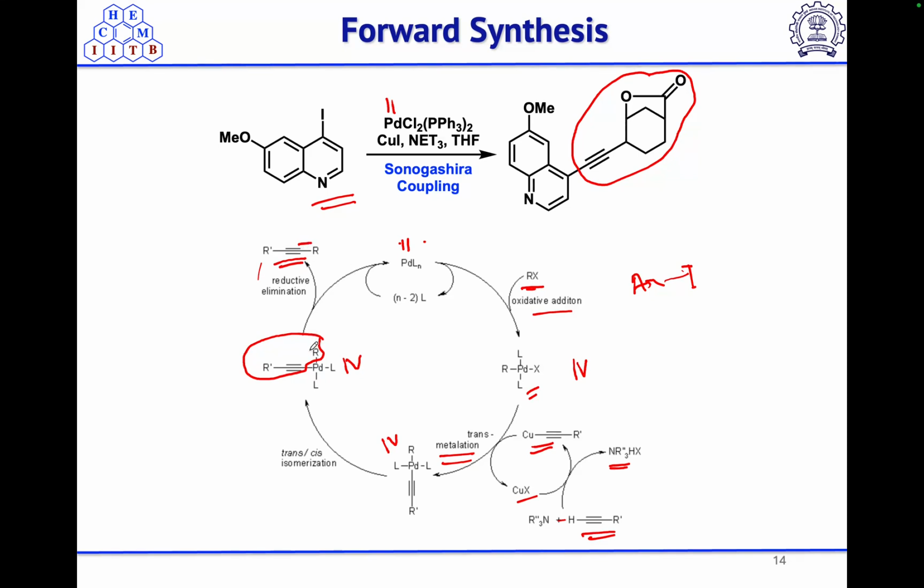And after reductive elimination, you will get palladium 4 to palladium 2, so you will get the original catalyst. Now this cycle will continue. That's why you need palladium in catalytic amount. So it is a catalytic process. So you got it, I guess.